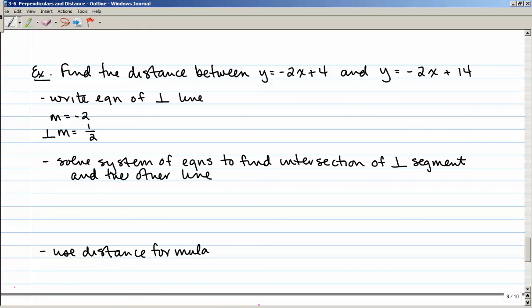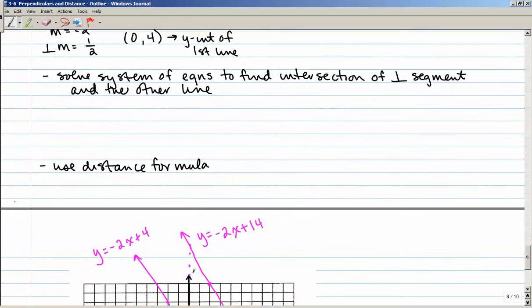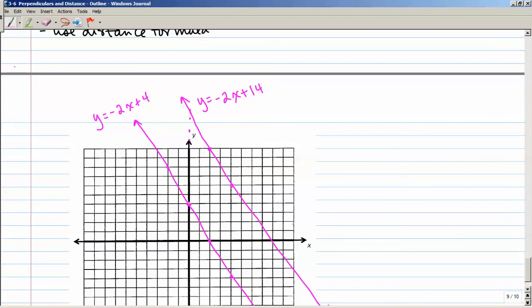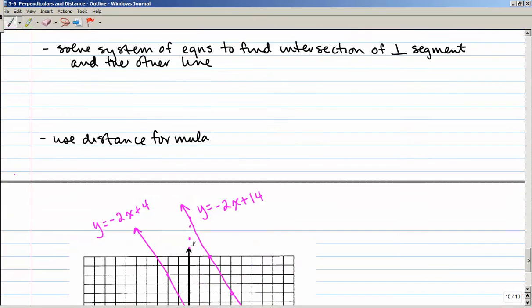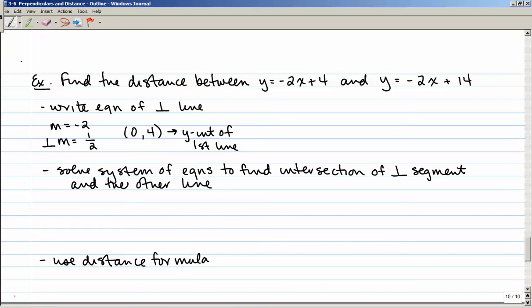Now I need a point on one of the lines. Probably the easiest one to use is the y-intercept of the first line, which is 4. So the point (0, 4) is the y-intercept of the first line, and that's a point on the line y equals negative 2x plus 4. In fact, I already have it marked. That's this point right here. And so I'm going to be going this way. I'm going to be looking for the length of the segment that goes from the y-intercept here over to my other line. So the equation of that perpendicular line is going to be y equals 1/2 x plus 4, because I need the perpendicular slope. It can have the same y-intercept, so that's the equation of that line right there.